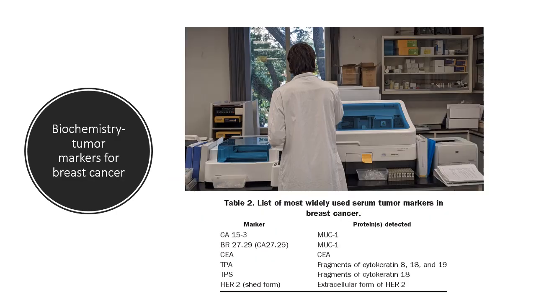Along with the biopsy specimens sent to the pathology lab, sometimes other specimens are sent to other labs like the chemistry lab in this picture, where the patient's blood is sent and then it is analyzed for tumor markers or other tests that the doctor might have requested.